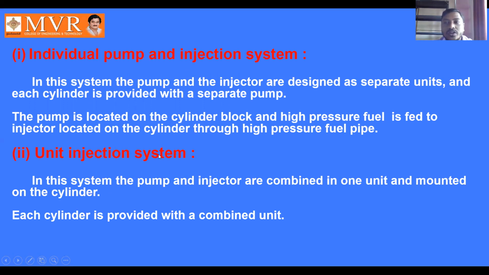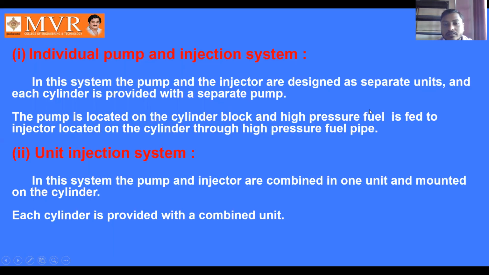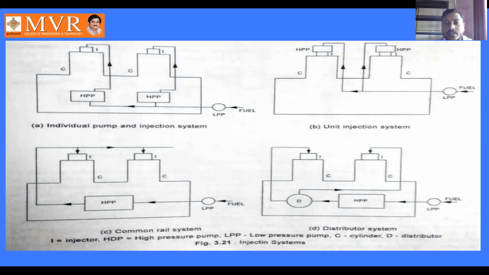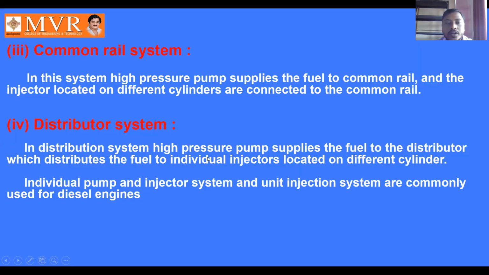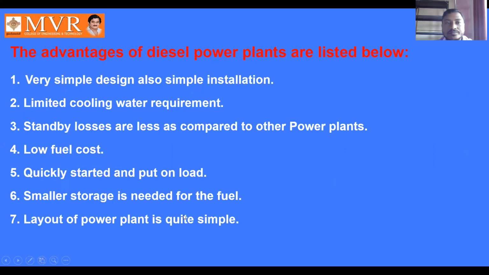Coming to the unit injection system, in this system the pump and injector are combined in one unit and mounted on the cylinder. We can observe here in the diagram that pump and injector are combined in one unit and mounted on the cylinder, and each cylinder is provided with a combined unit.